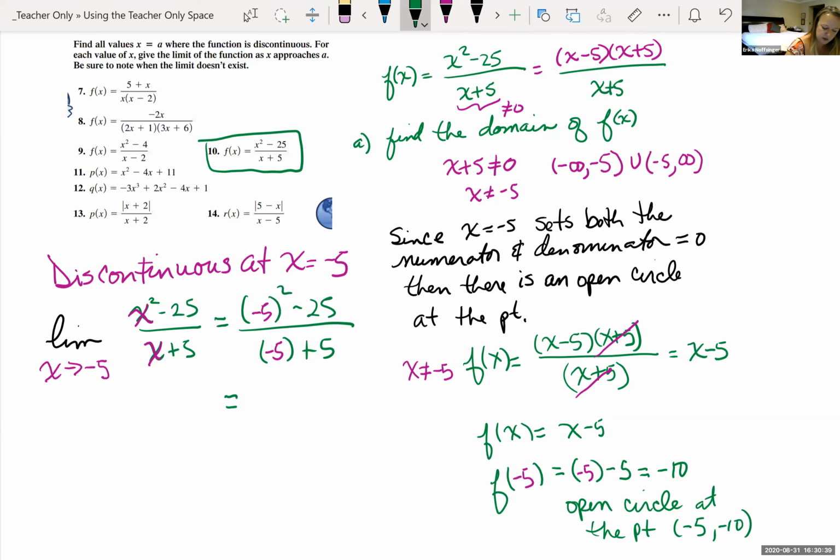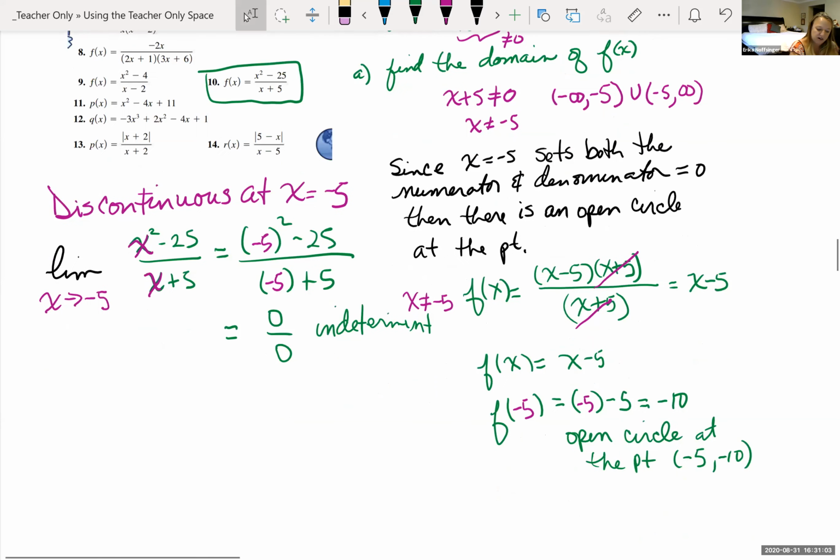So doing that, we get 25 minus 25 in the numerator, which is 0, all over negative 5 plus 5 in the denominator, which is 0. So this is an indeterminate form. That's where we had to go back and see how we were going to manipulate this so that something fell out other than 0 over 0. One of the things that is helpful is factoring both the numerator and denominator if possible. We factored the numerator earlier, and so this is equal to the numerator factored as x minus 5 times x plus 5, all over our denominator of x plus 5.